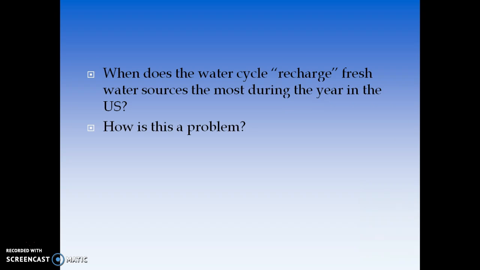So, now, starting in the next section of water and surface water, I want you guys to answer this question as a group. So when does the water cycle recharge freshwater sources the most during the year in the United States? So think about timing of the year, when do we get most of our water, and then I want you to discuss really quickly what are some problems with this. So pause the video right now and answer that with your group as well.